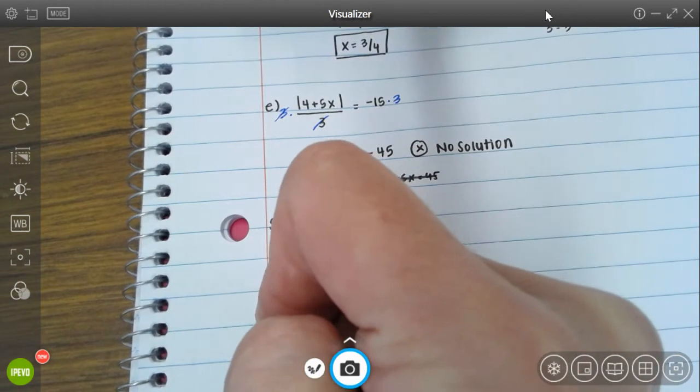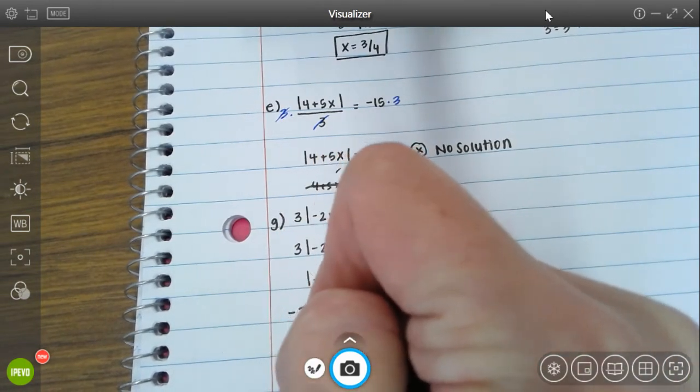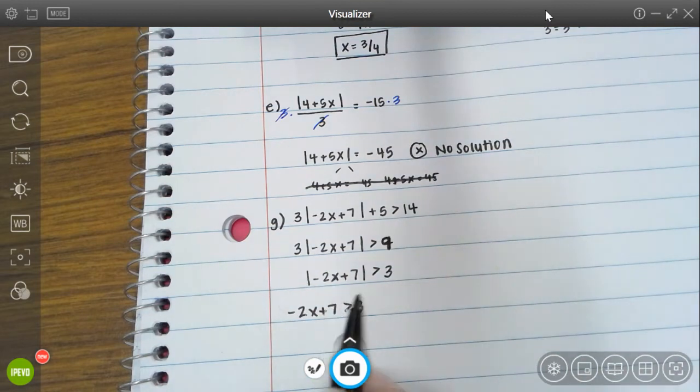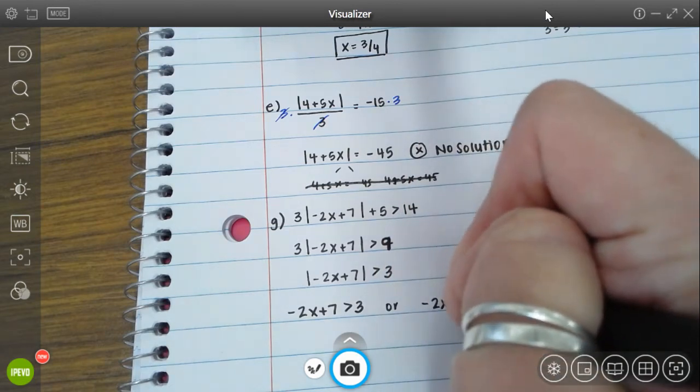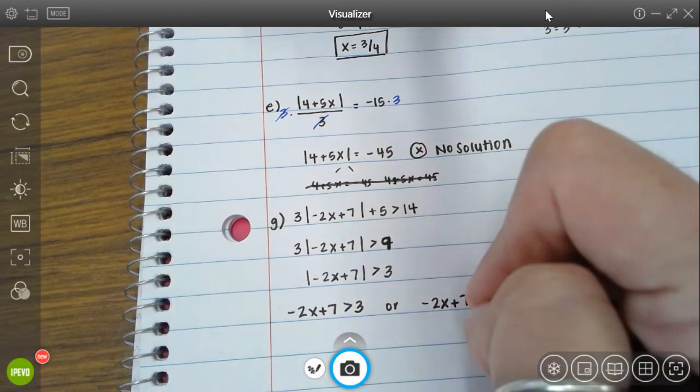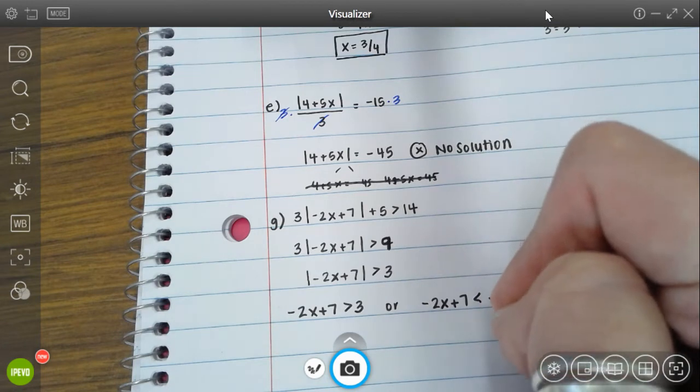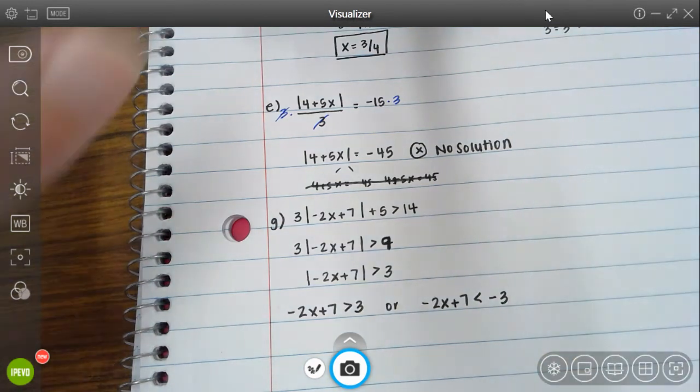So the first one is going to be -2x plus 7 is greater than 3. So it just stays exactly the same way that it is. I'm just dropping the absolute value bars. Or -2x plus 7, I'm going to flip the inequality, so less than, and I'm going to change the sign of the constant, so -3.